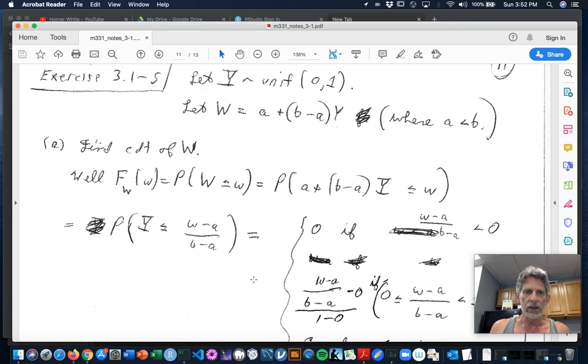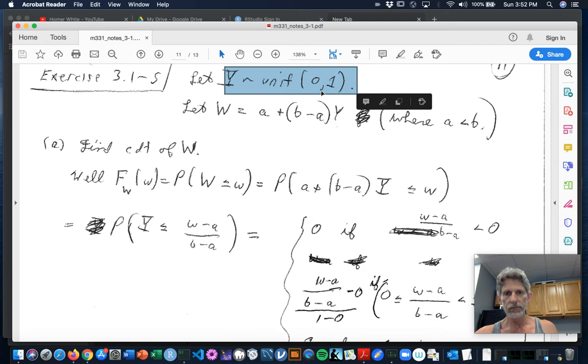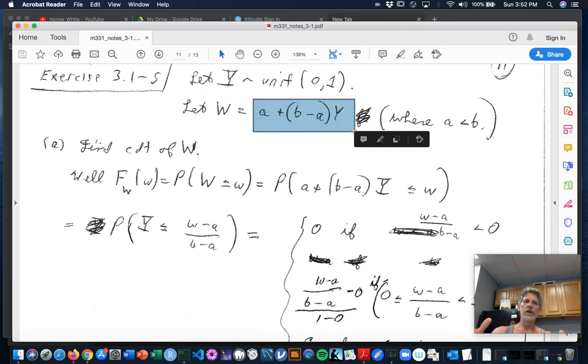Here's another little exercise that's fun to consider, number 5. Suppose that Y is a uniform 0, 1 random variable. And consider the following new random variable W, which is a function of Y. It's a plus (b minus a) times capital Y. So it's a linear function of Y. a and b are constant real numbers. I only require that a be less than b.